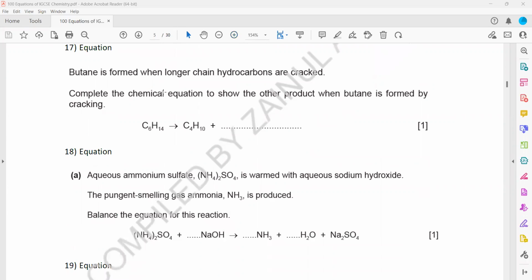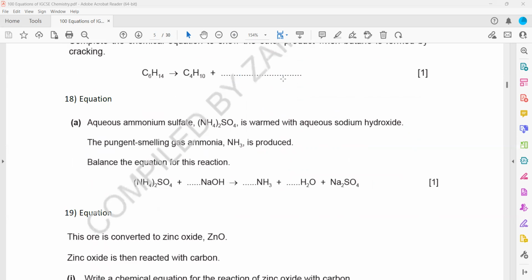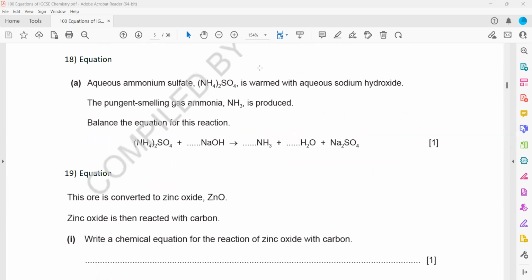The next one, butane is formed when long chain alkanes, hydrocarbons, are cracked. Complete the equation to show the other product when butane is formed by cracking. So what should be the other product? The overall equation has 6 carbon and 14 hydrogen. Here we have 4 and 10. So how many are we left with? We are left with 2 and 4. So C2H4, which is ethene. When cracking is done, it will either give alkane and alkene, or alkene and hydrogen.